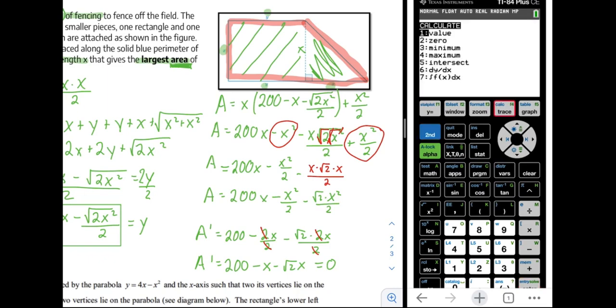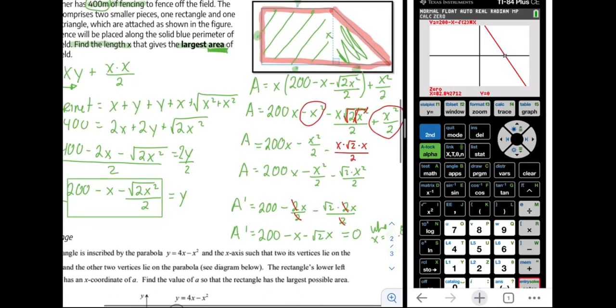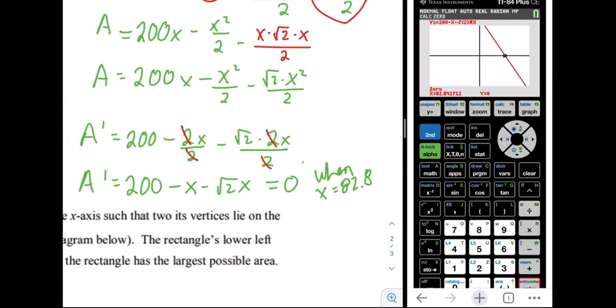Our objective is to find when this is equal to 0. So we're going to find the zeros of our function. So there's only one zero here. So I'm going to go to the left of it and to the right of it. And then we're going to guess. And we get that our derivative is equal to 0 when x is equal to 82.8. So they're asking us to find the length of x that gives the largest area. Well, there's only one place where we have our derivative equal to 0, and that is when x is equal to 82.8.